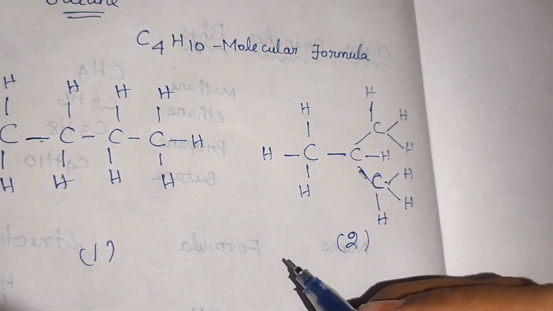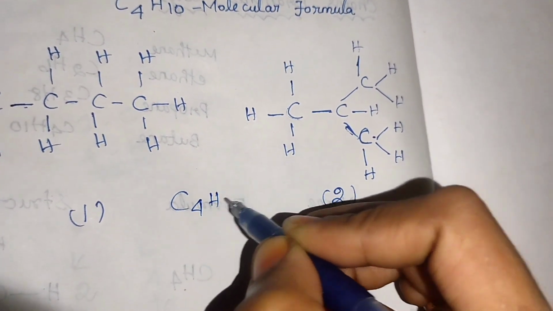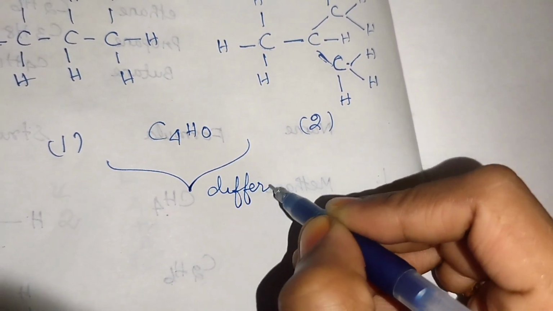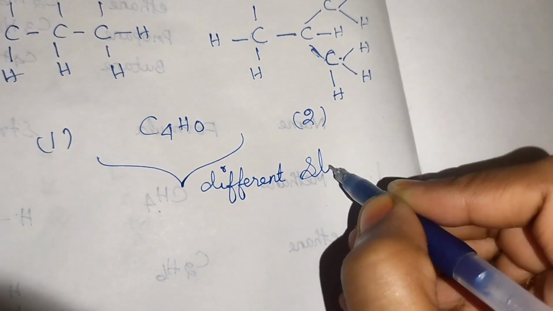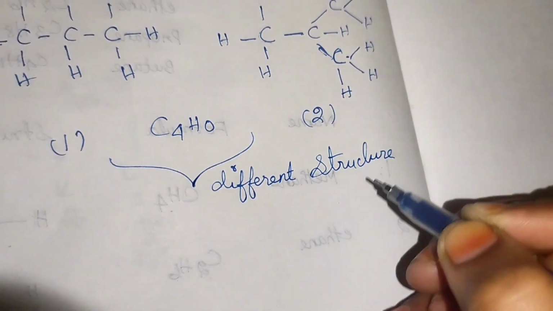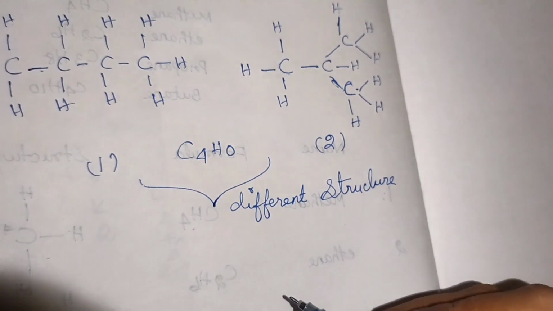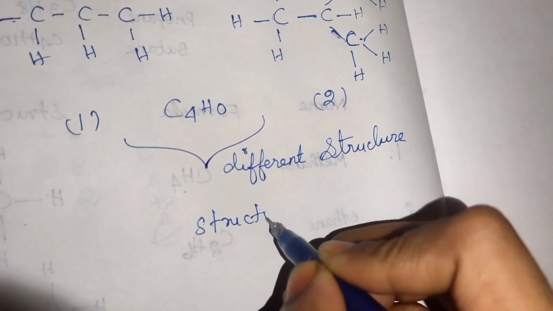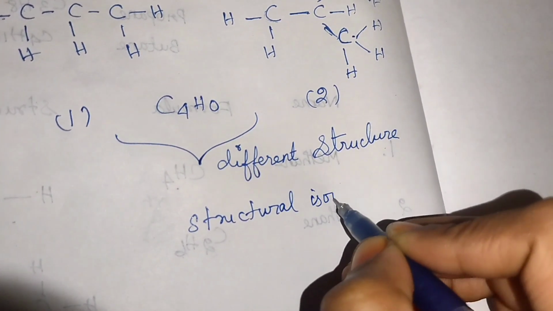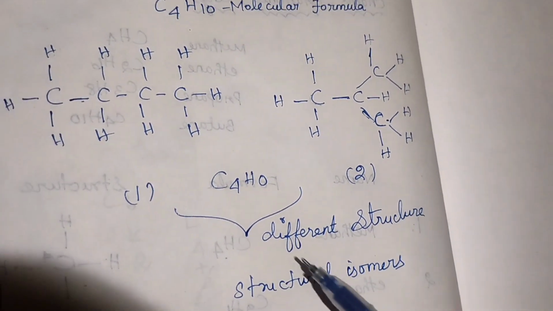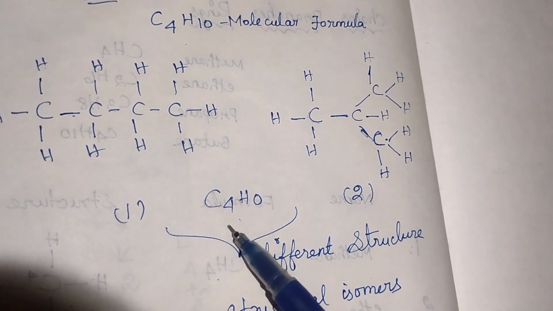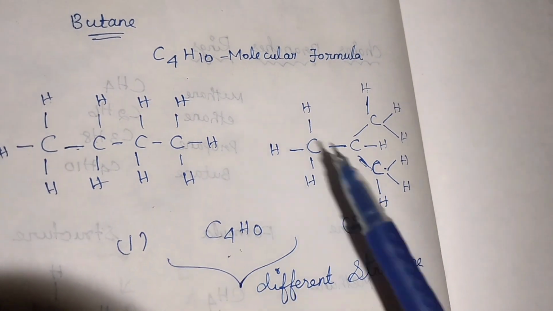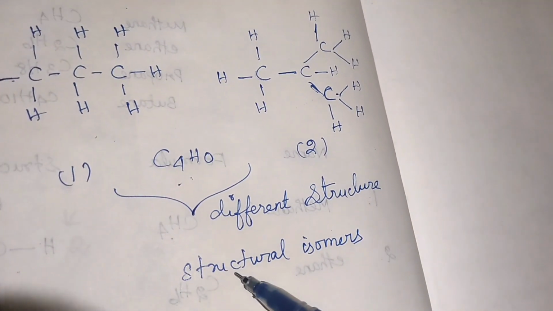But this butane's molecular formula is what? C4H10, but it has a different structural formula. Different structure it has. So this is known as structural isomers. So what is meant by structural isomers? A compound which has the same molecular formula but a different structural formula. So that is known as structural isomers.